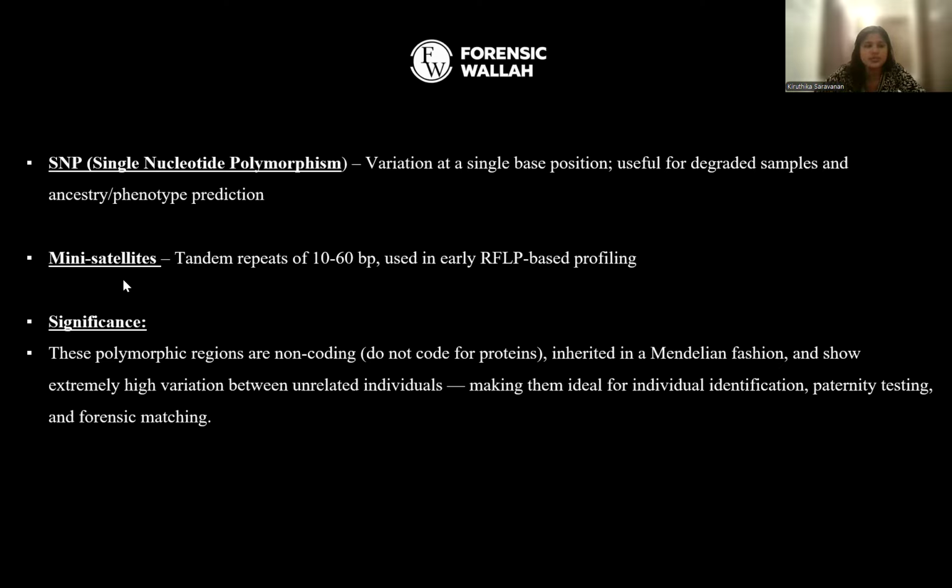And now here you can see the significance. These polymorphic regions are non-coding. They do not code for proteins or anything. They are inherited in a Mendelian fashion alone. So for individual identification, paternity and maternity analysis, analysis of degraded samples, forensic matching, for every single thing, SNPs and minisatellites are highly helpful for us.